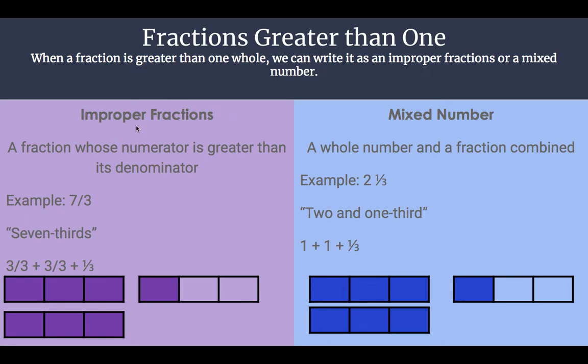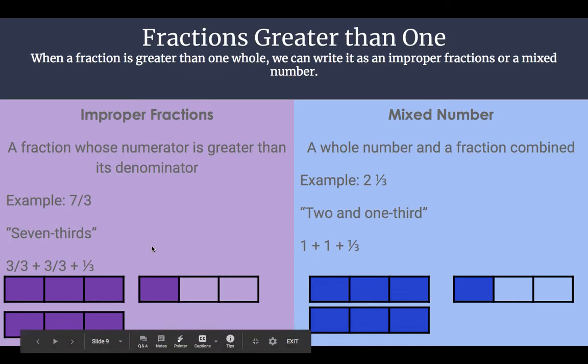So an improper fraction is a fraction whose numerator, that top number, is greater than the denominator. So this example here is 7/3. I wrote it in words, how we would read it, 7/3, but this is how we would write it in numbers. We think about what 7/3 are. It's 3/3 plus 3/3, which is 6/3, plus one more third. And we can see it here using this visual.